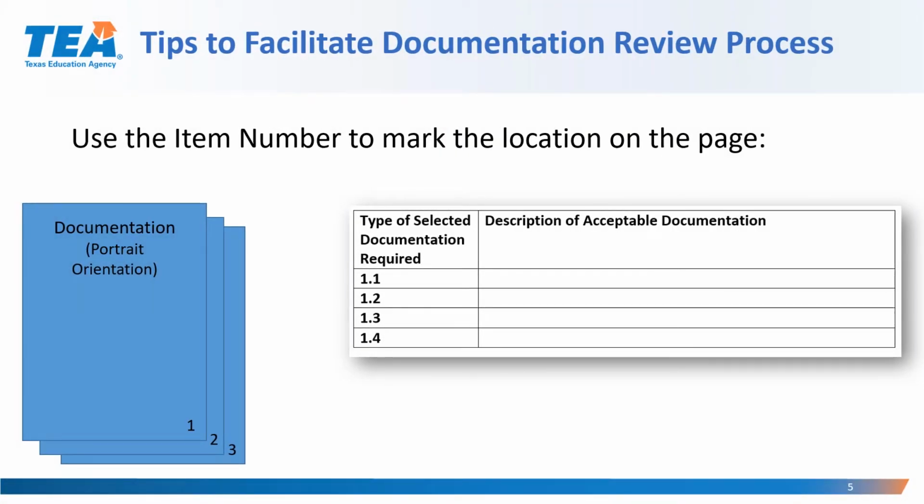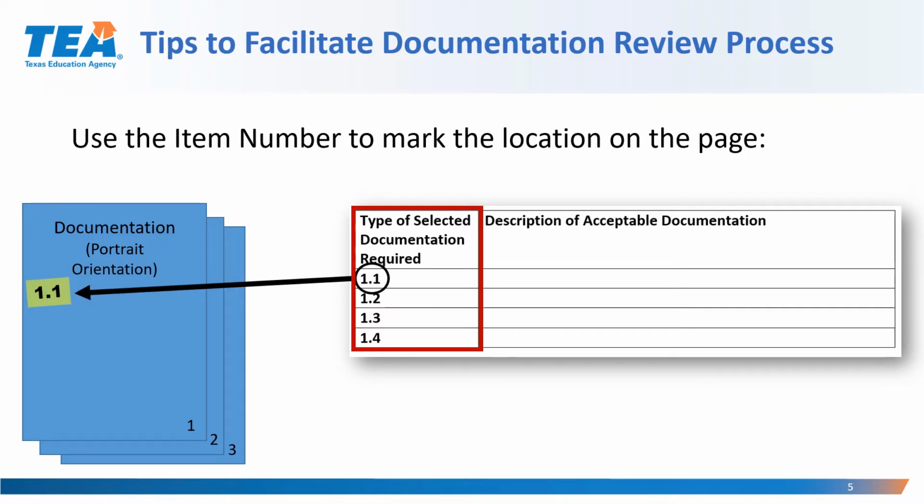Another tip for facilitating the documentation review process includes using the item number that's listed in the handbook section for documentation and marking the location on the documentation page that is submitted. For example, we would look for 1.1, what is requested of 1.1, and then you would mark it on the actual documentation that is submitted as 1.1.